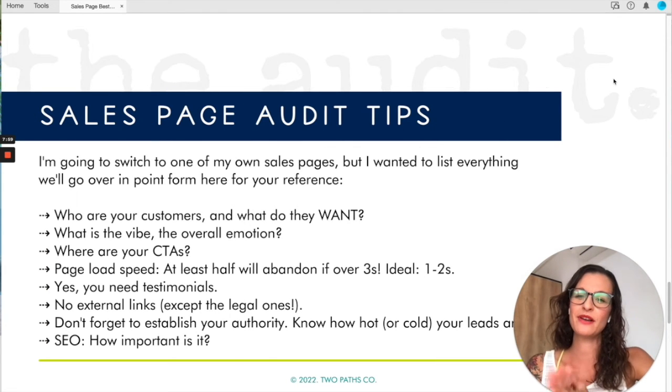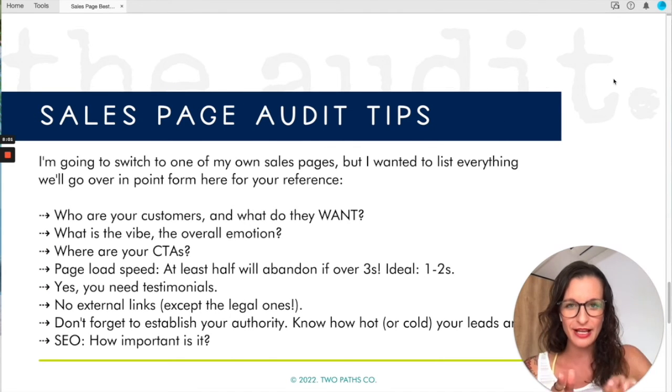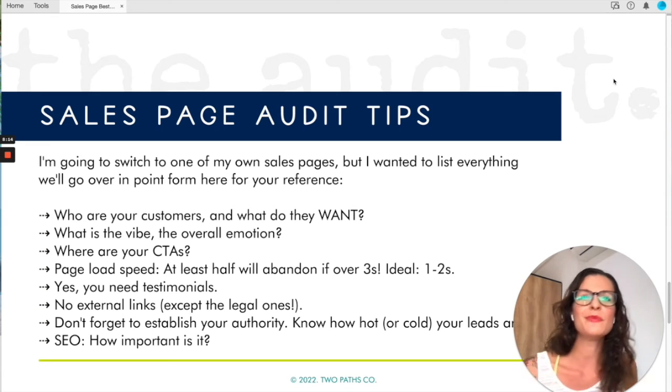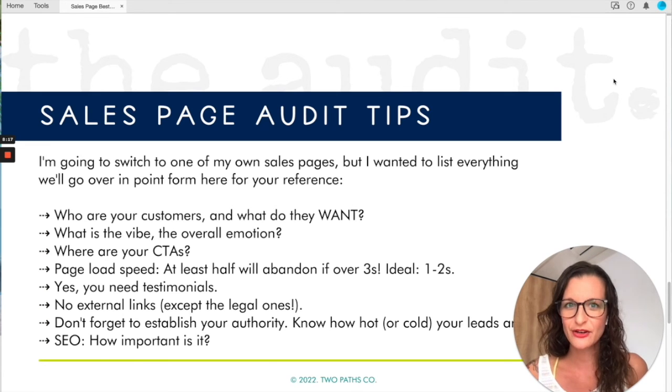Okay, so sales page audit tips. I'm going to bring up one of my own sales pages in a moment, but I wanted to list out everything that we're going to go over in point form here for your reference. So here's what we're going to look at. Who are your customers and what do they want? What is the vibe, the overall emotion that you're trying to get across, what you're trying to make your customers feel? Where are your CTAs?